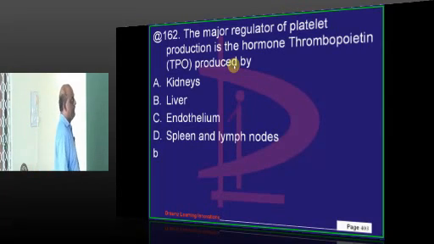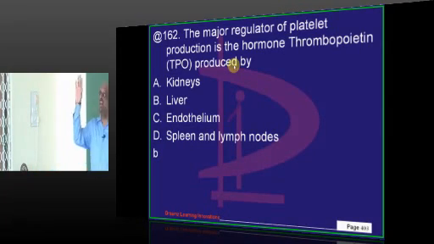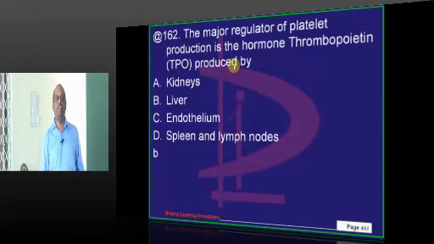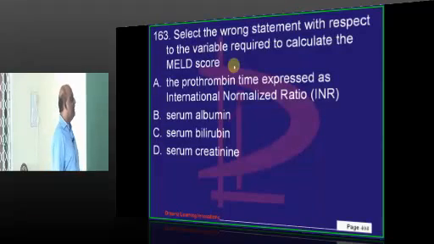If you go to the functions of liver, in any physiology book there will be 20 functions, doctor. You will be thinking, arey, who doesn't know the functions of the liver? But in them there are small functions that can become MCQs.